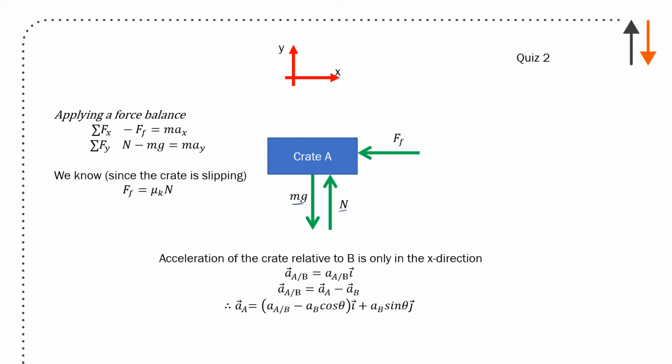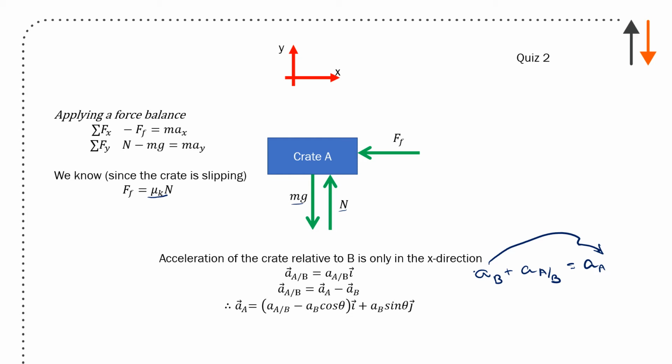We also know, because we're given that the crate is slipping, that force of friction equals mu k N. Now, acceleration of the crate relative to B is only in the x direction, and so acceleration of A relative to B is acceleration of A relative to B in the i direction. And we can write that as acceleration of B plus acceleration of A relative to B equals acceleration of A. You're given all of the information about acceleration B. So acceleration of A is equal to acceleration of A relative to B minus a_B cos theta, because I just bring this term over to this side, and I get all of the rest of the terms.